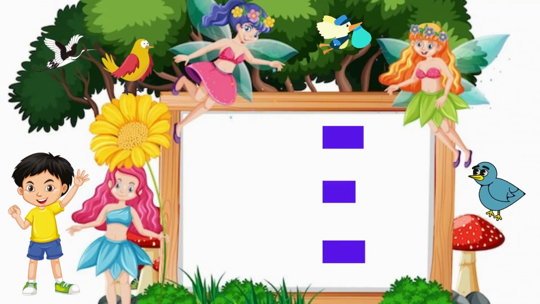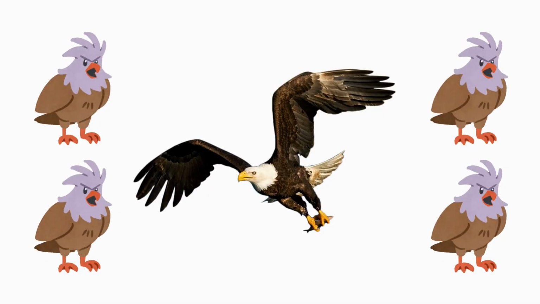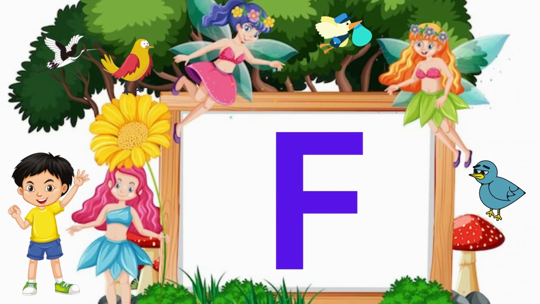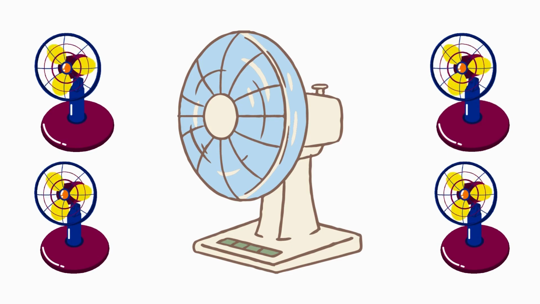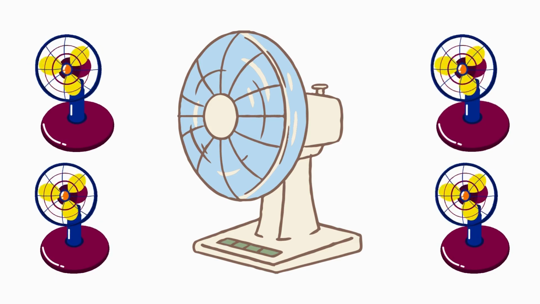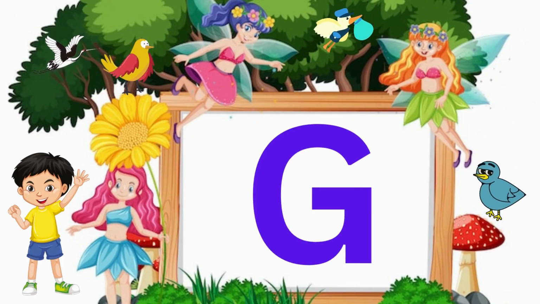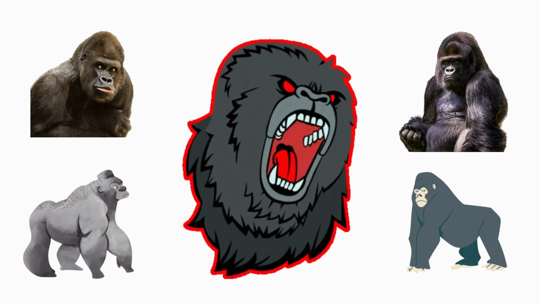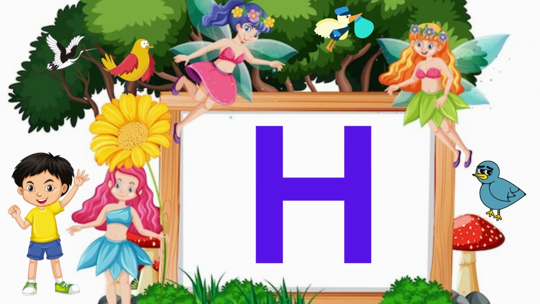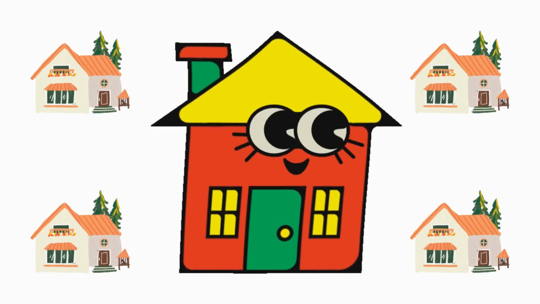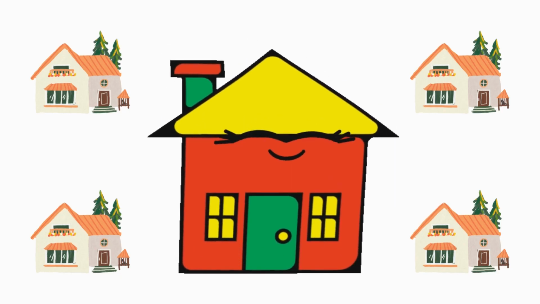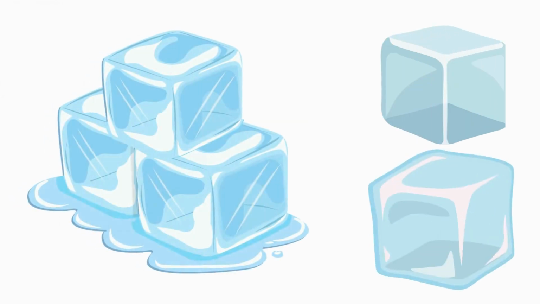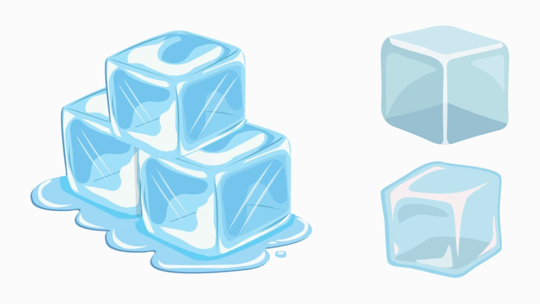E. E for eagle. F. F for fan. G. G for gorilla. H. H for house. I. I for eyes.